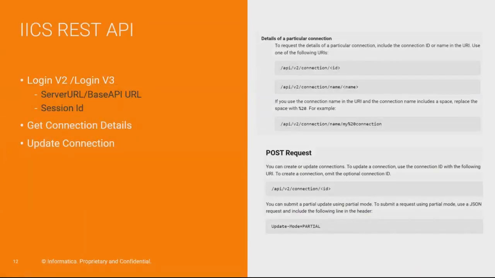We can get the details about the IICS REST API from the official Informatica document. As discussed, the login API will provide us the server URL, base API URL and session ID, which will then be used in the header section of the Get API call for the connection detail, and then we'll also be using them in the Update API call for the connection.